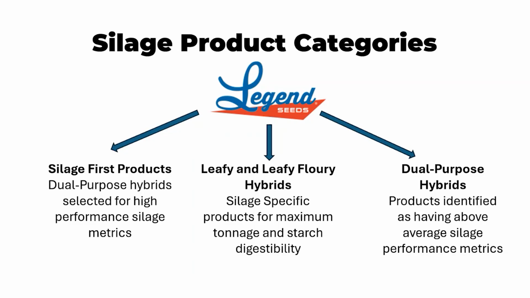It's kind of like a cheap insurance policy that you're going to be able to put up some sort of high quality feed somewhere on the farm. So now those products a lot of times have very good quality. They have the quality aspects, the tonnage aspects, but those are products that are meant for grain production first.